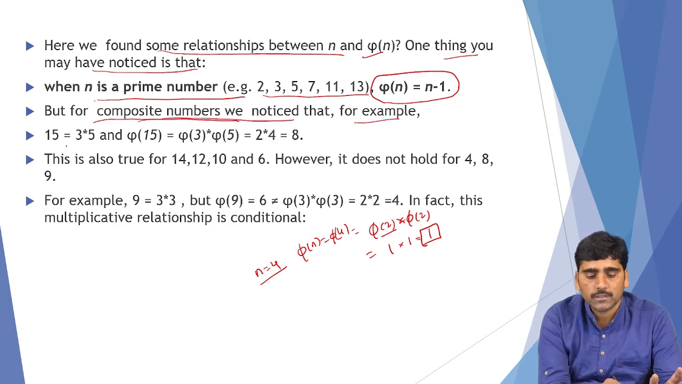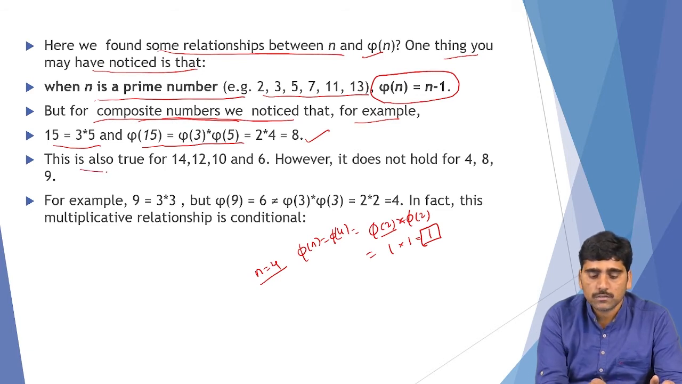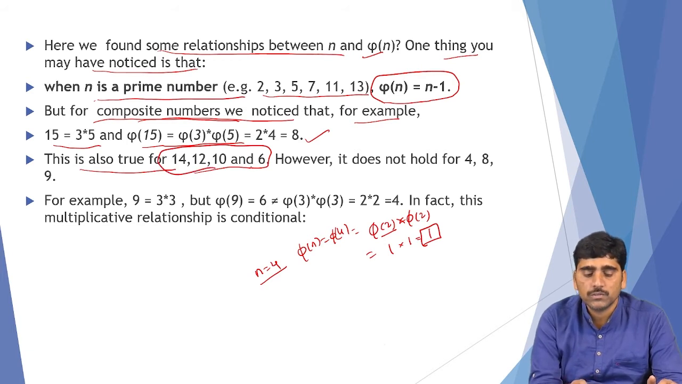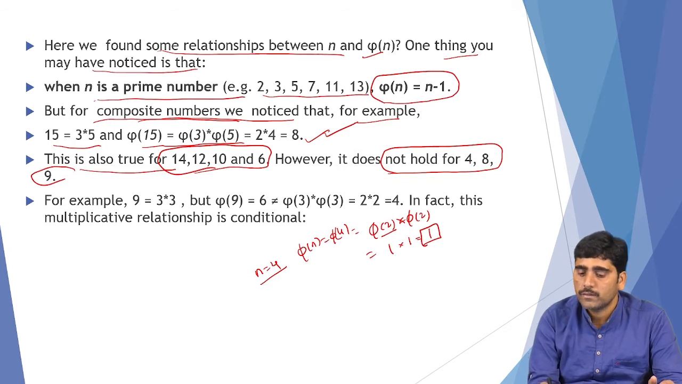For example, 15 equals 3 into 5, so phi of 15 equals phi of 3 into phi of 5. Phi of 3 is 2, phi of 5 is 4. So phi of 15 equals 2 into 4 equals 8. Right? This is also true for 14, 12, 10 and 6. For these values, this formula is true. However, it does not hold for 4, 8 and 9.